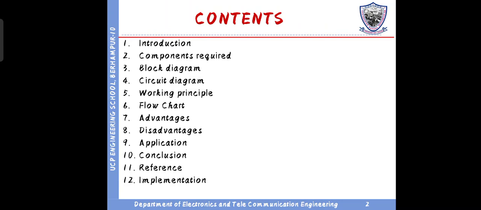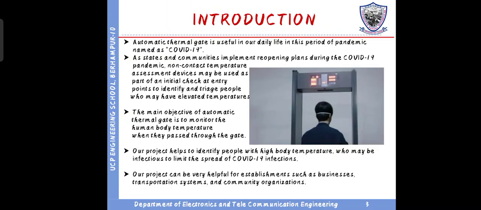This is my content: introduction, components required, block diagram and circuit diagram, working principle, flow chart, advantage, disadvantage, application, conclusion, and reference and implementation. Introduction: the automatic thermal gate is useful in our daily life.